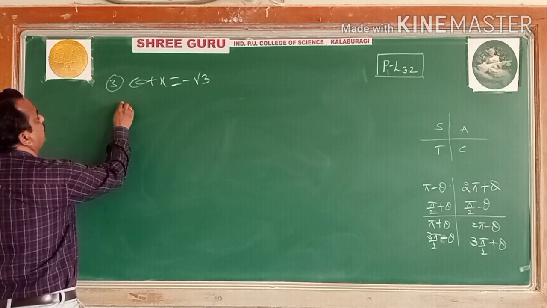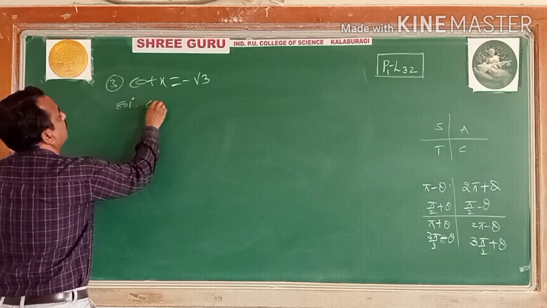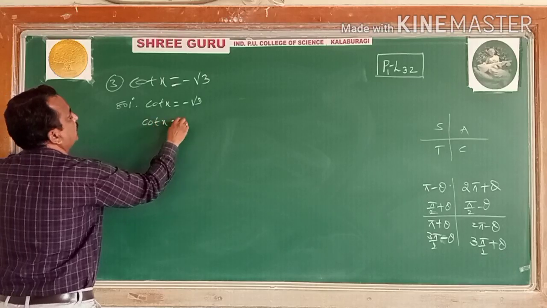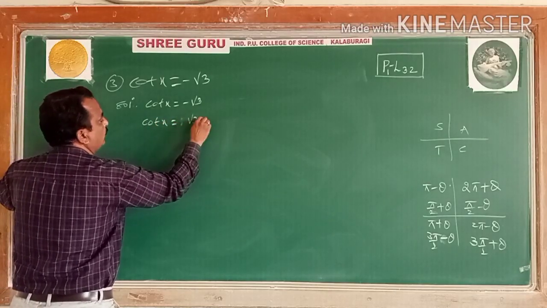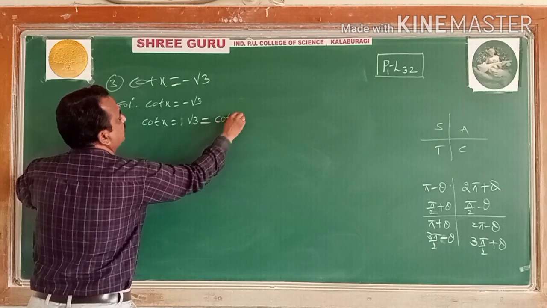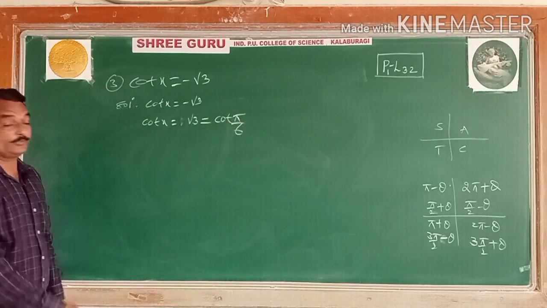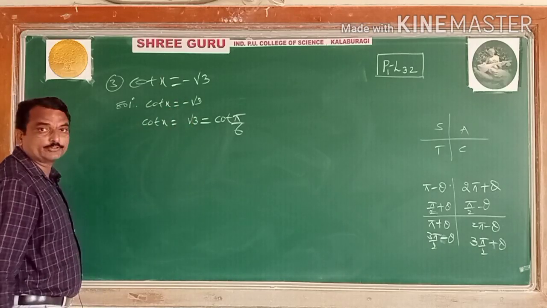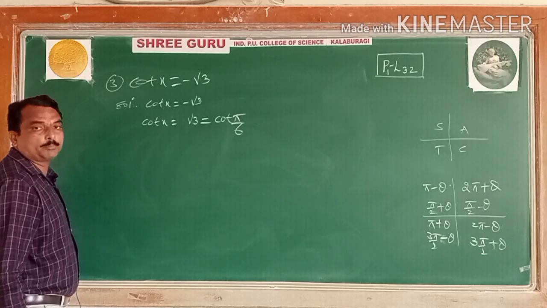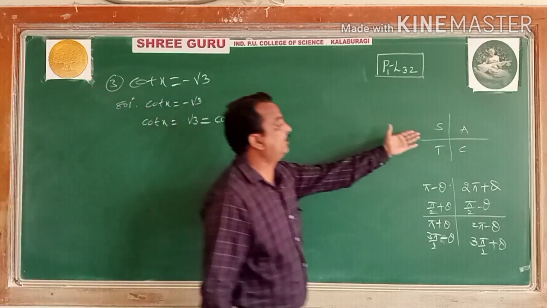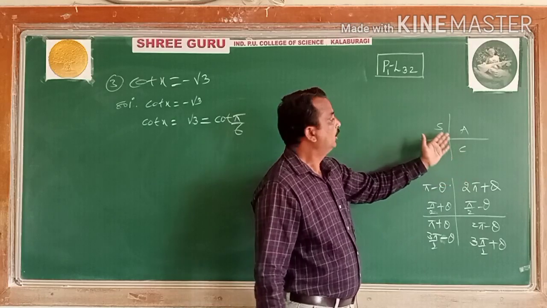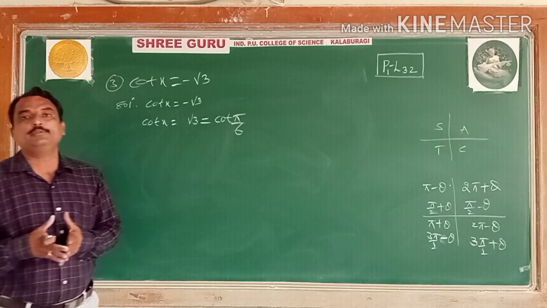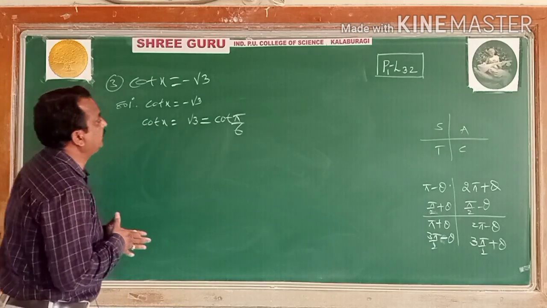So therefore, solution: cot x equal to minus root 3. We know that cot x equal to root 3 is equal to cot of pi by 6, 30 degree, but it is a negative value here. I have not taken the negative, only the root 3 value. It is a negative function, so now you have to see in which quadrant cot is negative. Cot is negative in the second and fourth quadrant. Cot and tan are negative in the second and fourth quadrant, and positive in the first and third quadrant.